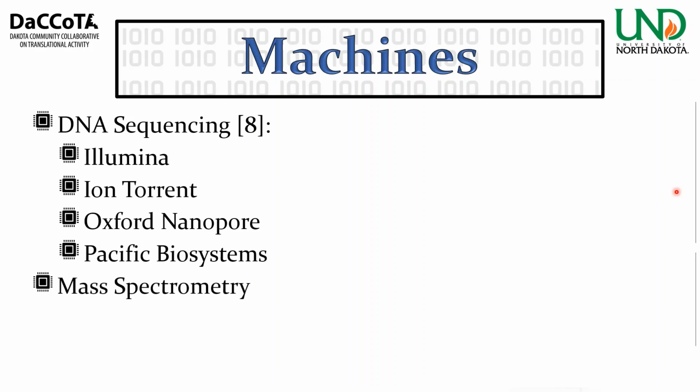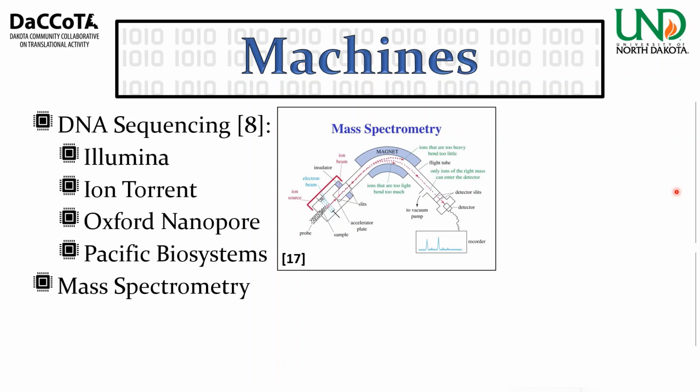Of course, I can't cover all the sorts of machines that could be used in bioinformatics, but I'll cover some other top ones. So there's mass spectrometry. This is a way to measure the mass to charge ratio of ions. So it's really great for protein identification. And there are lots of different types of mass spectrometry, but that's one way you can determine what a protein is made of or what some sort of chemical is made of.